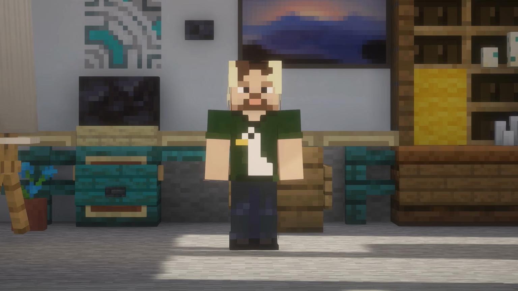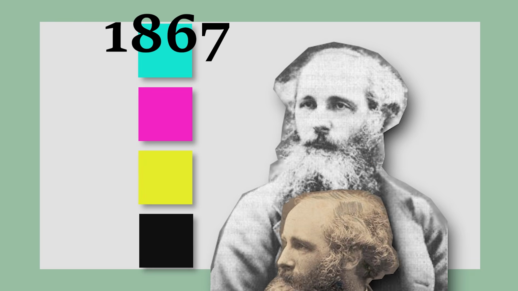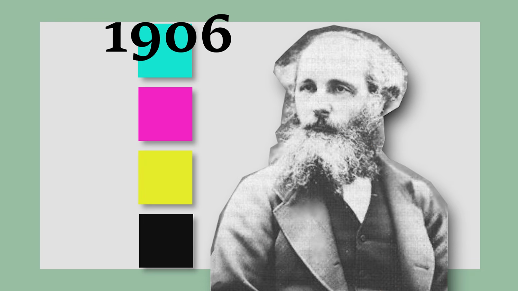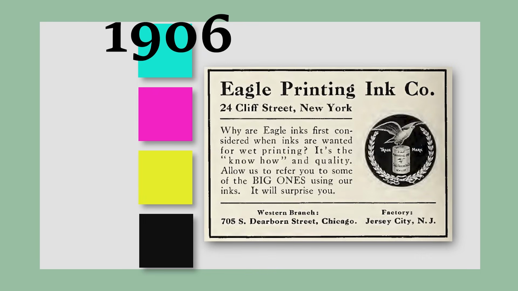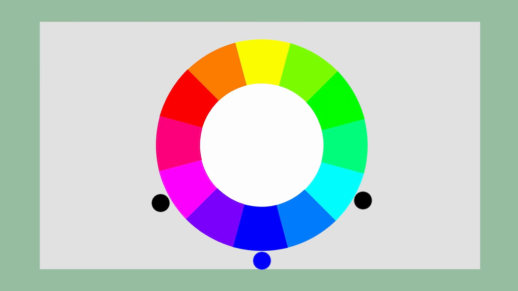The CMYK model was discovered by James Clerk Maxwell in 1867, but didn't become widely used until 1906 when the Eagle Printing Company showcased just how many colors it could really make. When mixed, cyan and magenta make blue, and yellow and magenta make red.